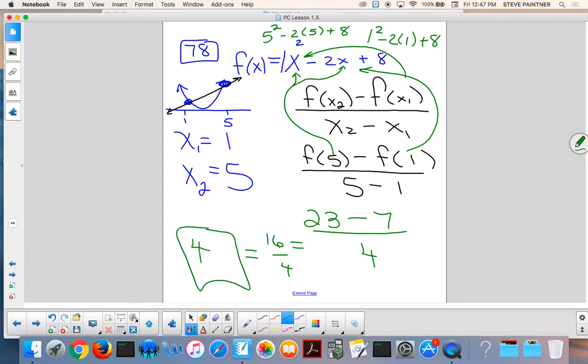Now, if we did have units and they were talking like, let's graph time and miles, that's miles per hour. So those points give you that.